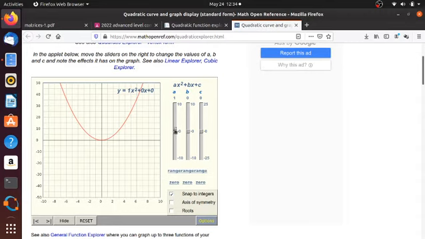What happens when you keep on increasing a? You can see that the quadratic function becomes more curvy when you increase a. This is what the coefficient of x squared does to the parabola. It changes the shape. So what happens when a is negative?